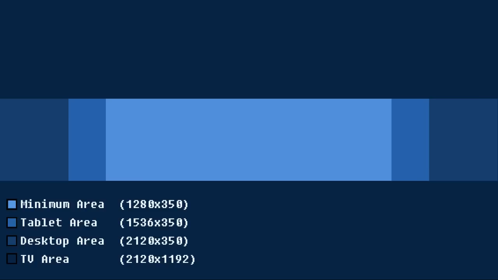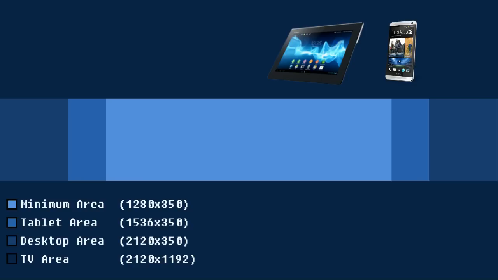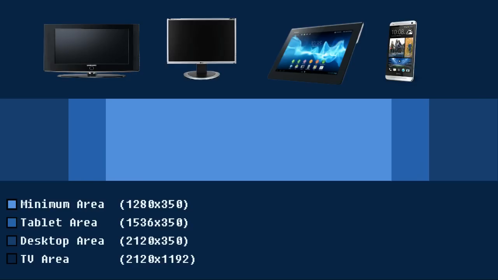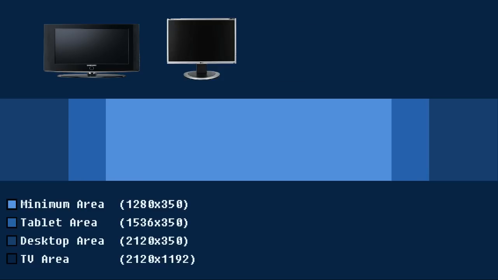The minimum area will be displayed on all devices, meaning mobile phones, tablets, desktops, and TVs, while the tablet area will not be displayed on mobile phones unless you have a really large mobile phone, and the desktop area will not be displayed on tablets and mobile phones, and the TV area will only be displayed on TVs.